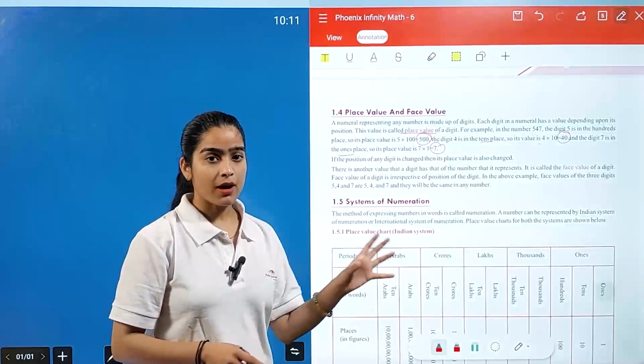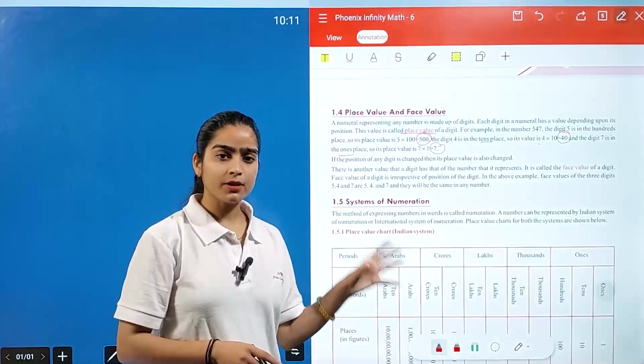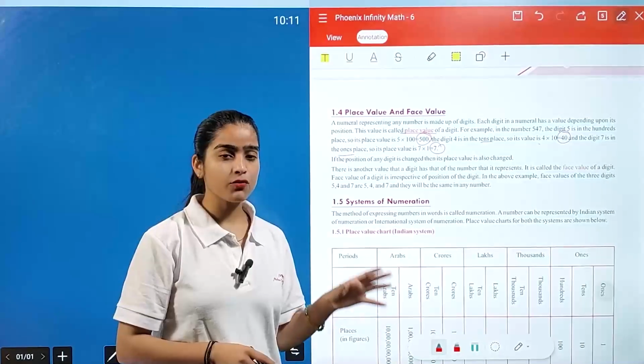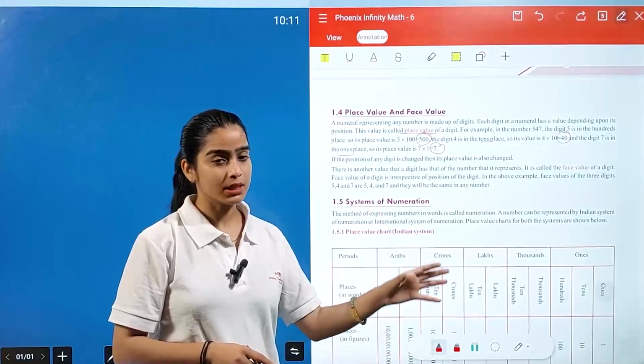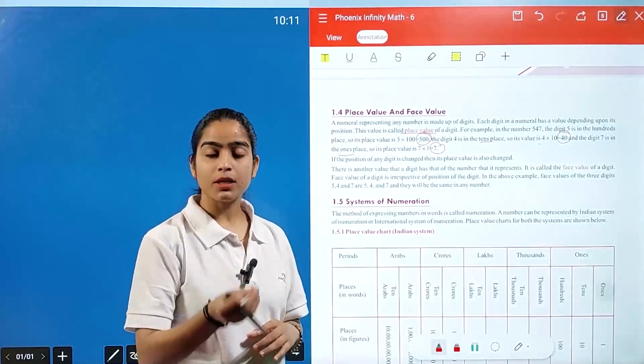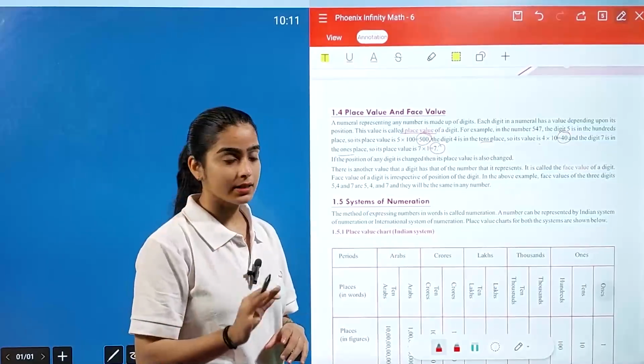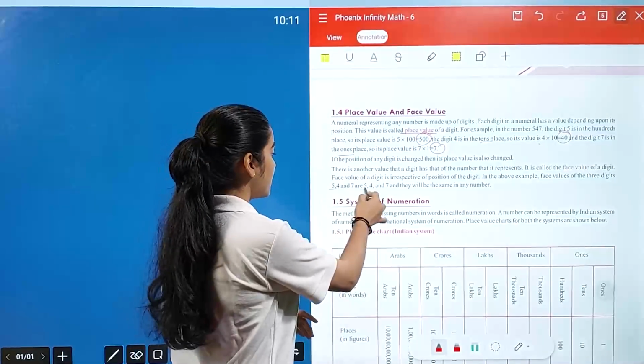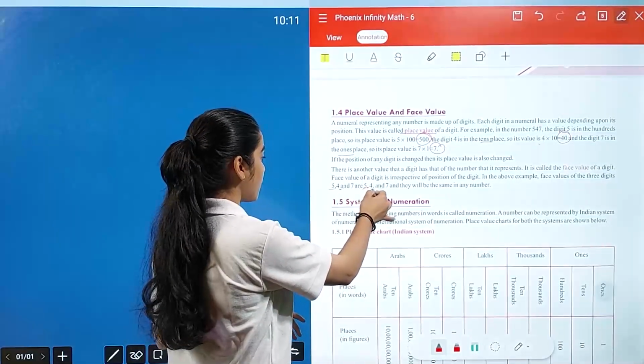So for place value, you first have to identify the place and then multiply the digit with it, and you will get your place value. But in face value the number is exactly the same as the digit we have. So the face value of 5 is 5, and the face value of 4 is 4, the same.